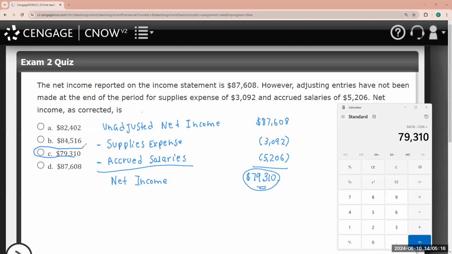So in the event that we fail to record the supplies expense and we fail to record the accrued salaries, the issue is that the financial statements are going to be incorrect. Our expenses will be understated and our income, our revenue would be overstated, right? So it's very important, again, as we learned in chapter 3, we must record these adjusting entries to ensure that our financial statements are accurate.